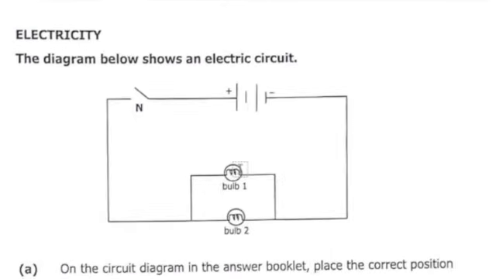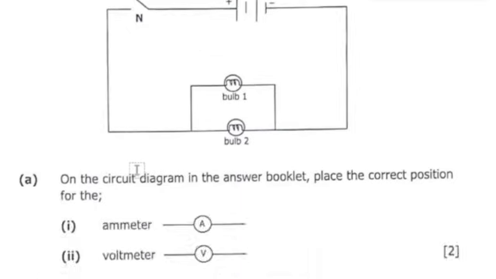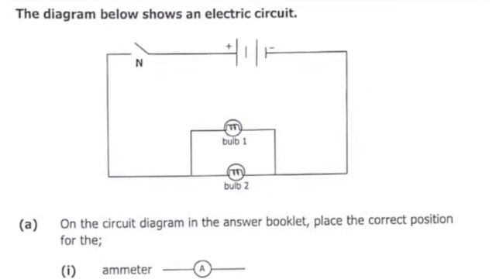The next question is coming from electricity. The diagram below shows an electric circuit. The first question is asking us, on the circuit diagram in the answer booklet, to draw the correct position for the ammeter. So where will the ammeter be? The ammeter should be in series. So it will be here. Here we can position the ammeter.